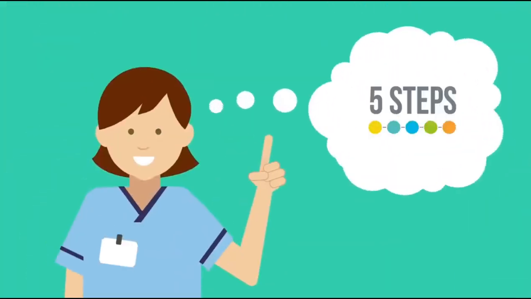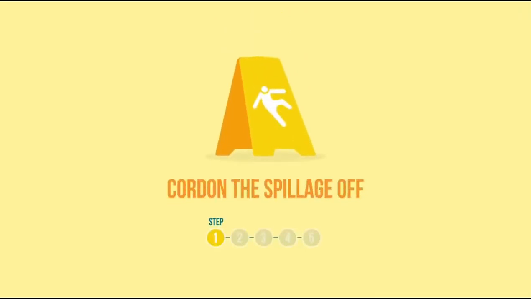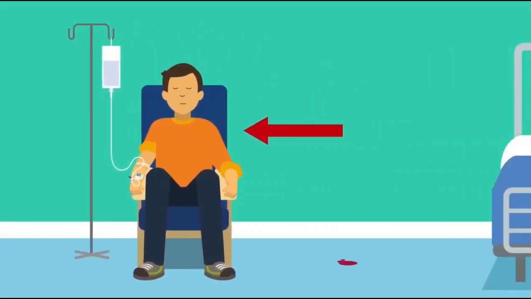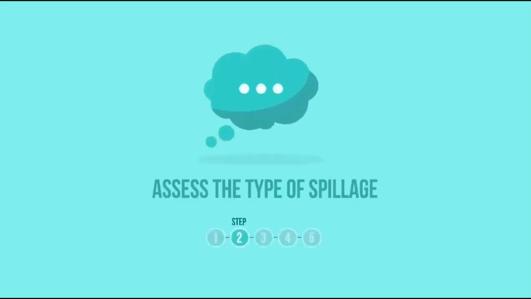Nuria remembers the 5 steps. Step 1. Cordon the spillage off. Nuria carefully moves Brian in the chair and places wet floor notices around the spillage. Step 2. Assess the type of spillage.